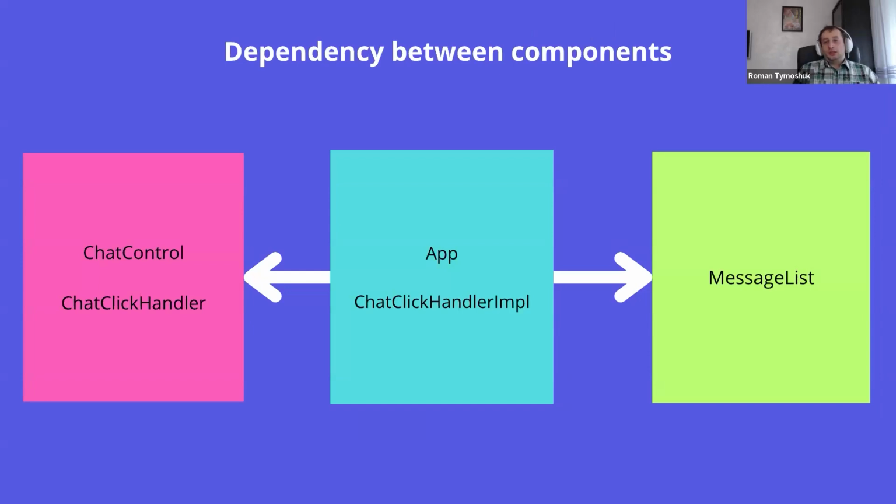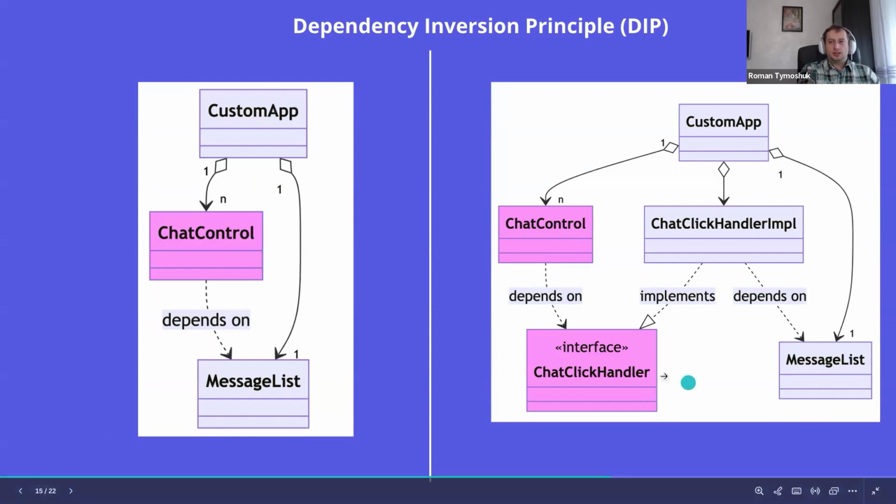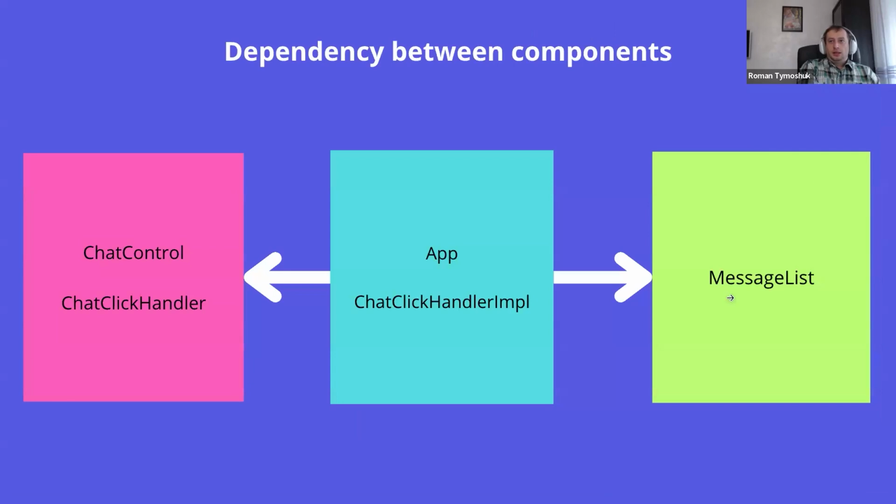So what we've done here after refactoring the app: we split the concerns, we provided an additional interface, and we provided a dependency on the interface instead of a direct dependency on the message list. In fact, we split the components and provided an additional entity like a chat click handler. It's a connecting point between the chat control and the message list. We have a zone of responsibility for clicking, and chat control and message list depend on that.